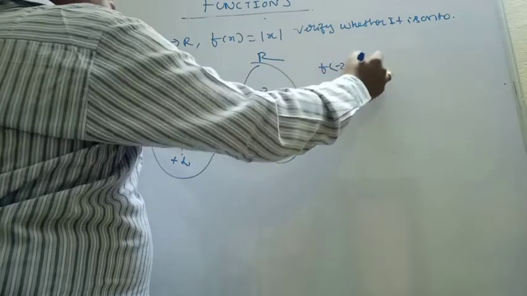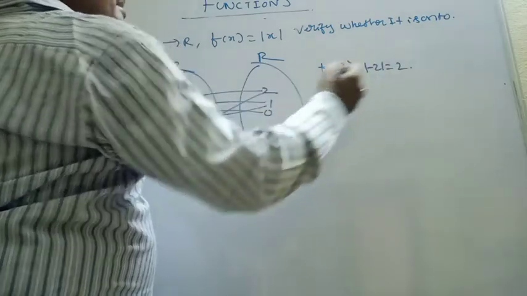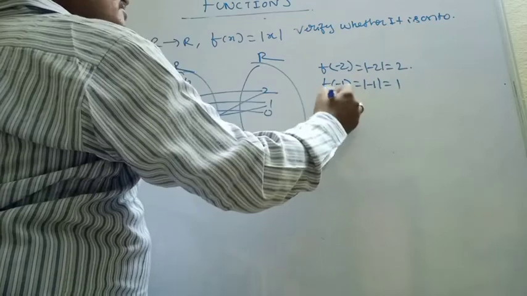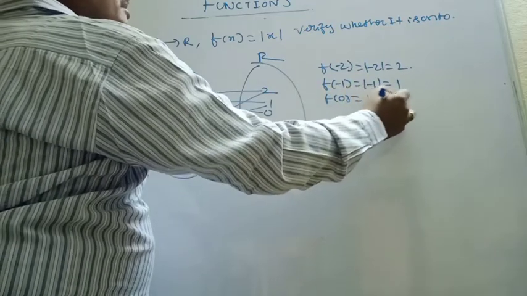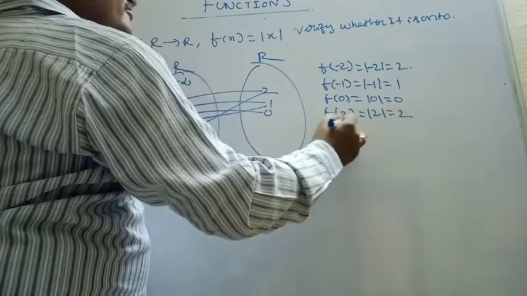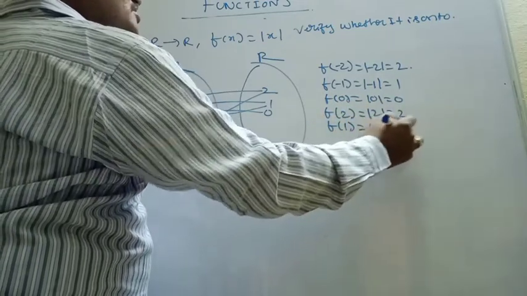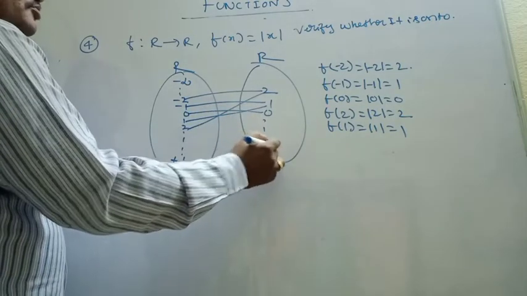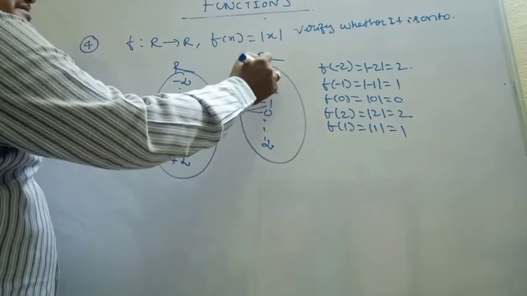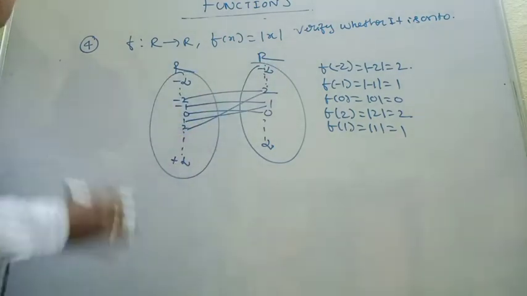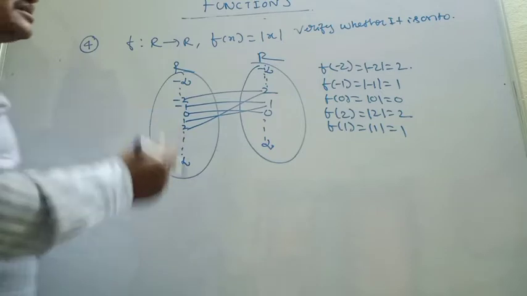f of -2 is modulus of -2, that is 2. f of -1 is modulus of -1, that is 1. f of 0 is 0, right? And f of 2 is modulus of 2, that is equal to 2. And f of 1 is modulus of 1, equal to 1. We have all positive numbers up to infinity like this. But these negative numbers do not have any pre-images. Therefore, it is not onto. Therefore, it is not an onto function like this.